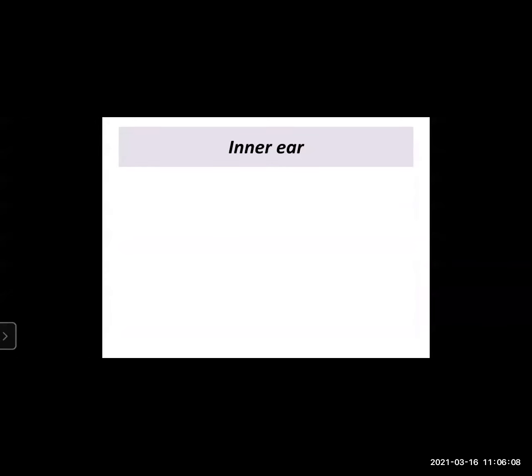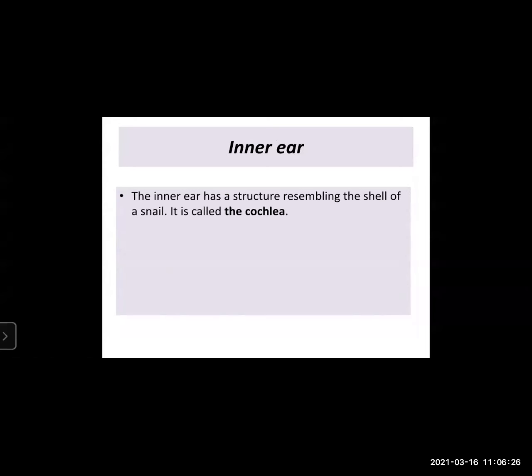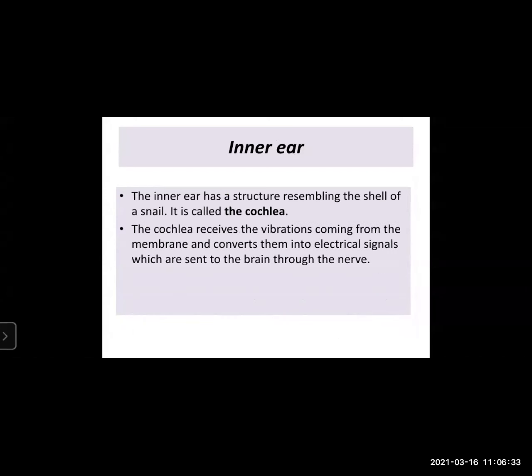Now this vibration will be converted to electrical signal. Next, the inner ear has a structure resembling the shell of a snail that is called the cochlea. The cochlea receives those vibrations coming from the membrane and converts them into electrical signals. These electrical signals are passed on to the brain with the help of a nerve. That nerve is called the auditory nerve. The nerve of the ear is called the auditory nerve. This auditory nerve is connected between the inner ear and the brain.